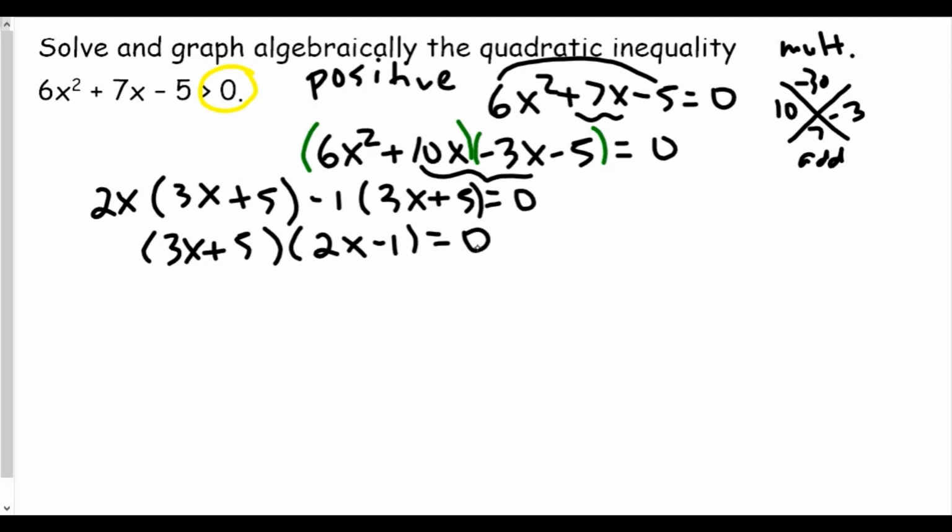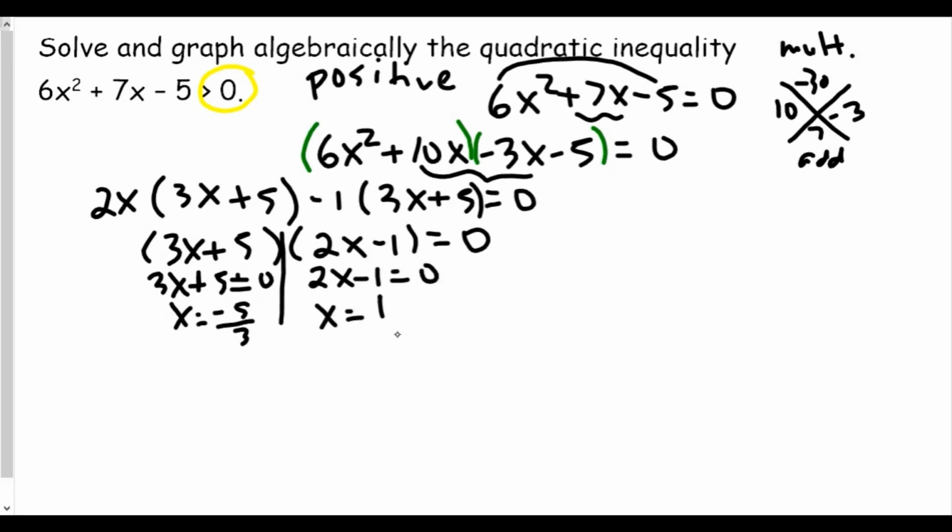The quadratic formula works out fine as well too, because you'll get the same answer. We get 3x plus 5 equals 0, and x equals negative 5 over 3, because what we do is just subtract 5 on both sides and divide both sides by 3. And 2x minus 1 equals 0, and x is equal to positive 1/2 by adding 1 on both sides and dividing by 2. So these are our roots. These definitely make our expression equal 0.